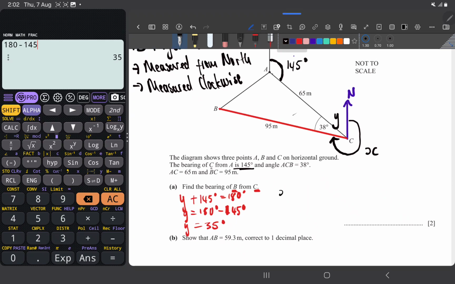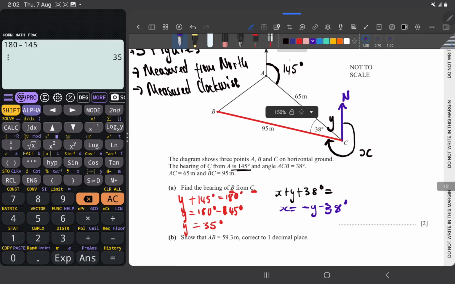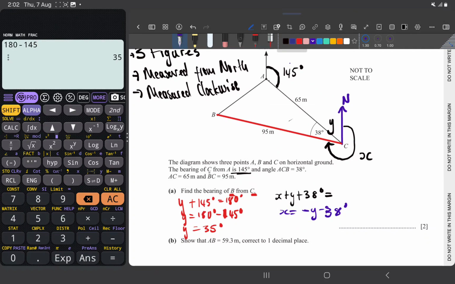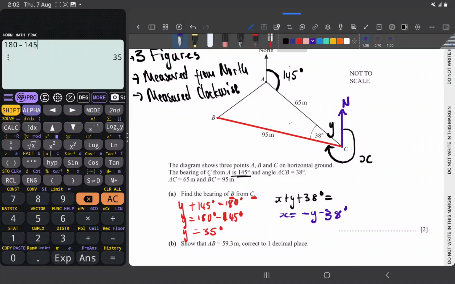What do you know? You know that X plus Y plus 38 degrees is equal to whatever. Now what are we going to do? We say X is equal to negative Y minus 38 degrees. Now we are going to put in the value of Y. What did we get for Y? Y was 35. We know that Y is 35.